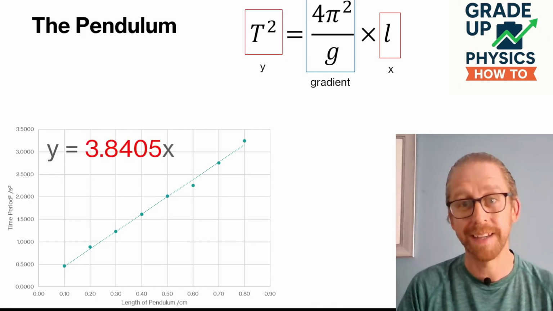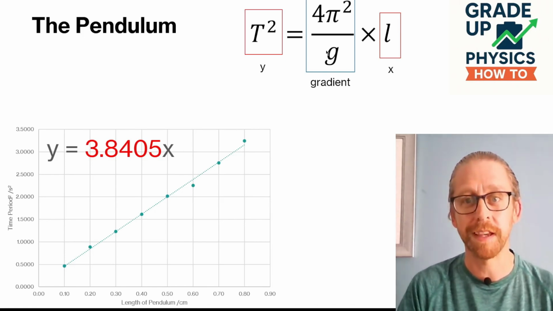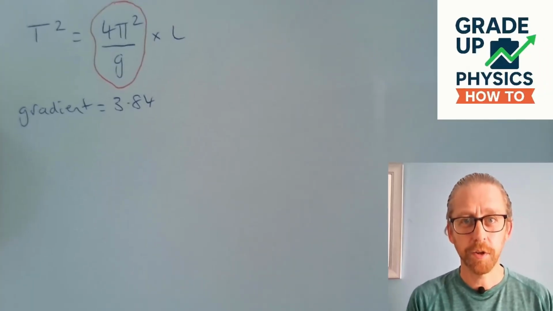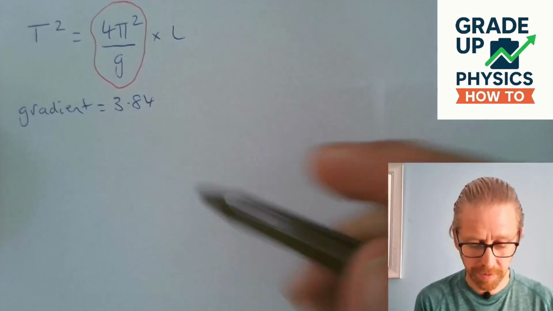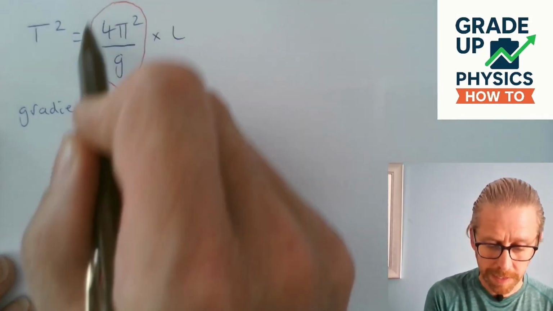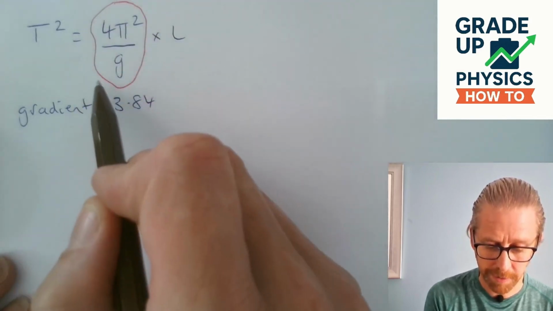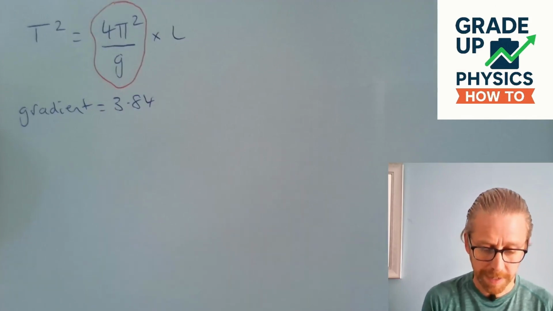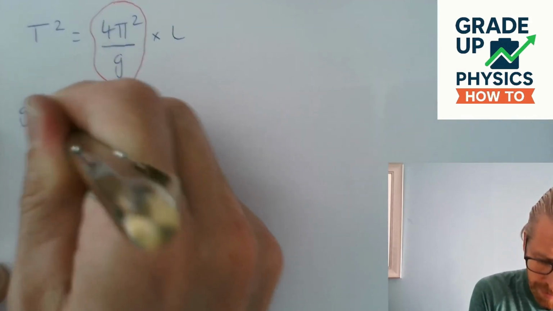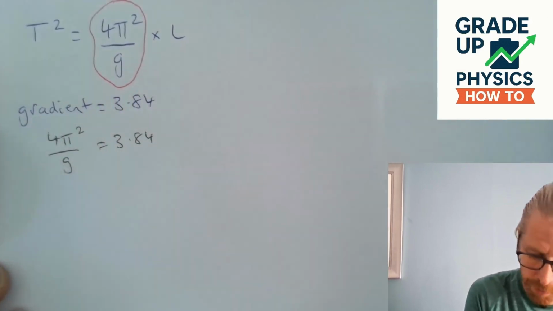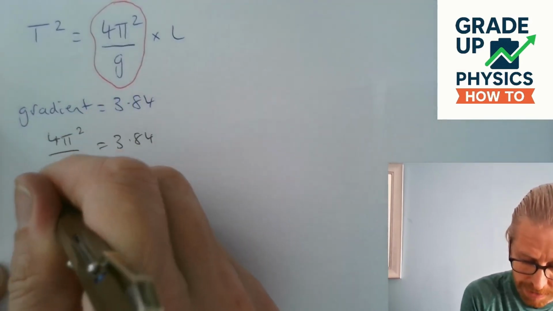Now what we're going to have a look at is how we can use that value for the gradient to actually work out what our gravitational field strength would be. Okay, so let's come back to our formulae. We've just seen already that the gradient from the graph, that real data, was 3.84, and we know that our gradient from our linearising process is equal to 4 pi squared over g. So we're going to say that 4 pi squared over g is equal to 3.84. And now all I have to do is rearrange to make g the subject.